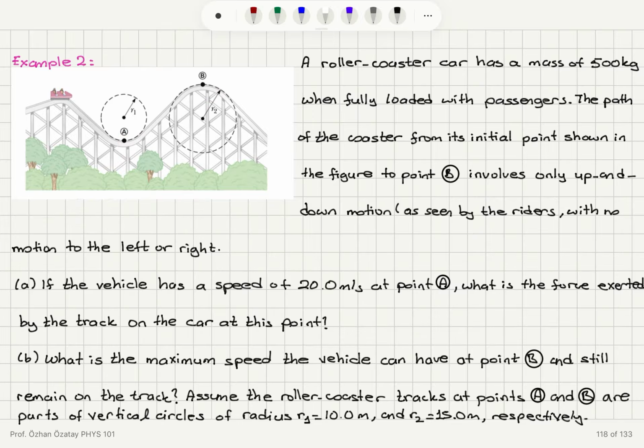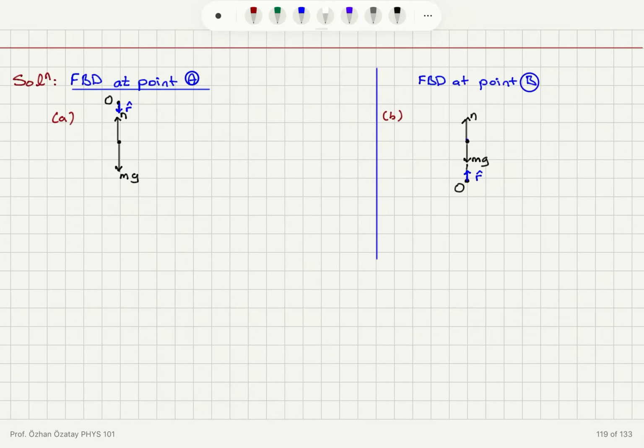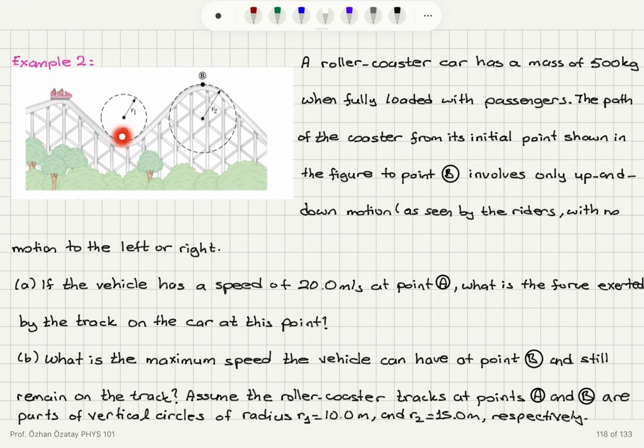and 15 meters respectively. So I start with a free body diagram at point A, where I have the weight mg pointing down. So you would have this weight pointing down, and then you would have the normal force pointing up. So this would be mg. This is our normal force.